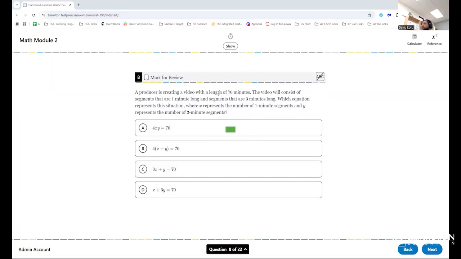A producer is creating a video with length 70 minutes. The video will consist of segments that are 1 minute long and segments that are 3 minutes long. So it sounds like a system of equations potentially, or we need to figure out our variables. X represents the number of 1 minute segments, Y represents the number of 3 minute segments. Okay, so we know that X times 1 plus 3 times Y will equal the total number of minutes. So A looks like they just added the letters together, which we can't do. This one is 4 times X and 4 times Y, which we want 1 times X, 3 times Y. This has it mixed up. D is the right answer. It looks exactly like we want it to.